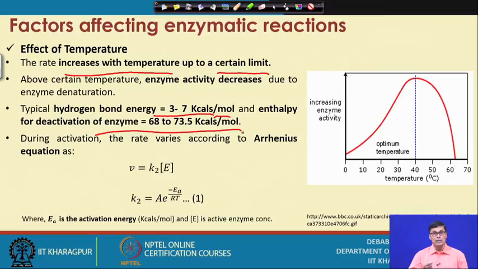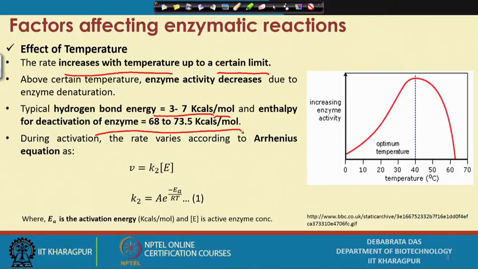Now, if you increase the temperature, that means you are putting some energy into this mixture. A time will come when the force of attraction due to hydrogen bonding will be totally nullified, and when it is nullified, the enzyme will be unfolded, and as soon as it is unfolded, the active site that is formed in the enzyme will be lost. As soon as the active site is lost, the enzyme will lose its activity. So this is how temperature affects the activity of the enzyme.